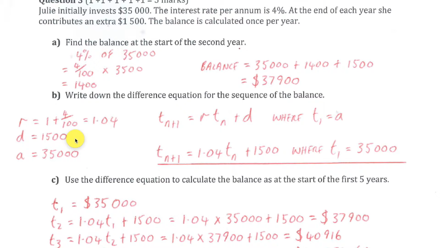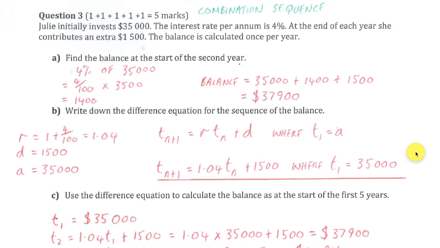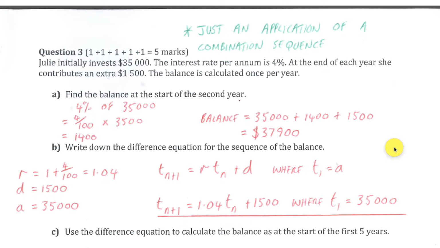D, what is it that we're adding or subtracting for each term? And it's 1,500. A, where are we starting from? And it's 35,000. So now all I need to do is throw that into this format. So there's my R, 1.04. There's my D, 1,500. And T1 is the first term, so 35,000. So that is the answer that we're looking for. That's the difference equation that explains what's going on here.